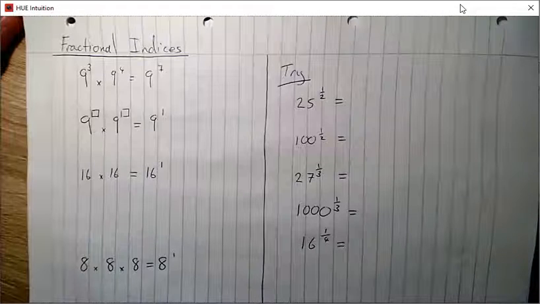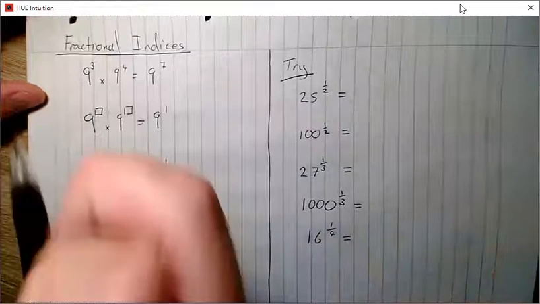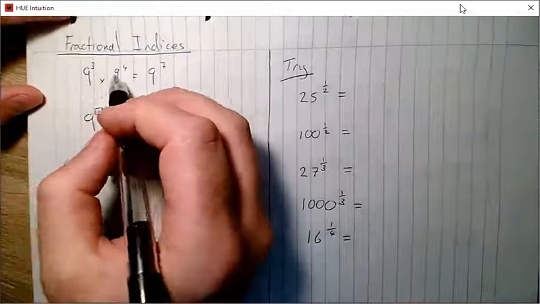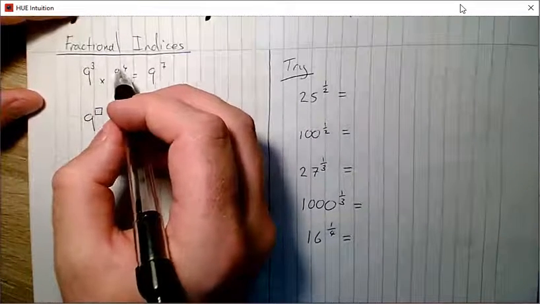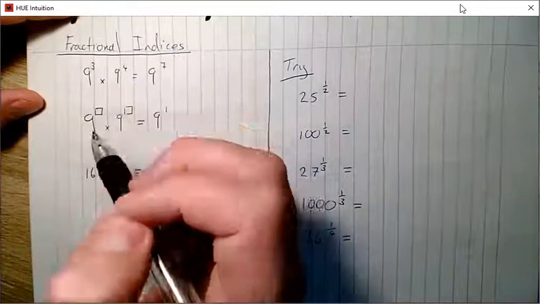Hi everyone, we're looking at fractional indices today. I'm going to just start with a quick recap. 9 cubed multiplied by 9 to the power of 4. If you remember the rule, you add the indices. 3 plus 4 gives 9 to the power of 7.